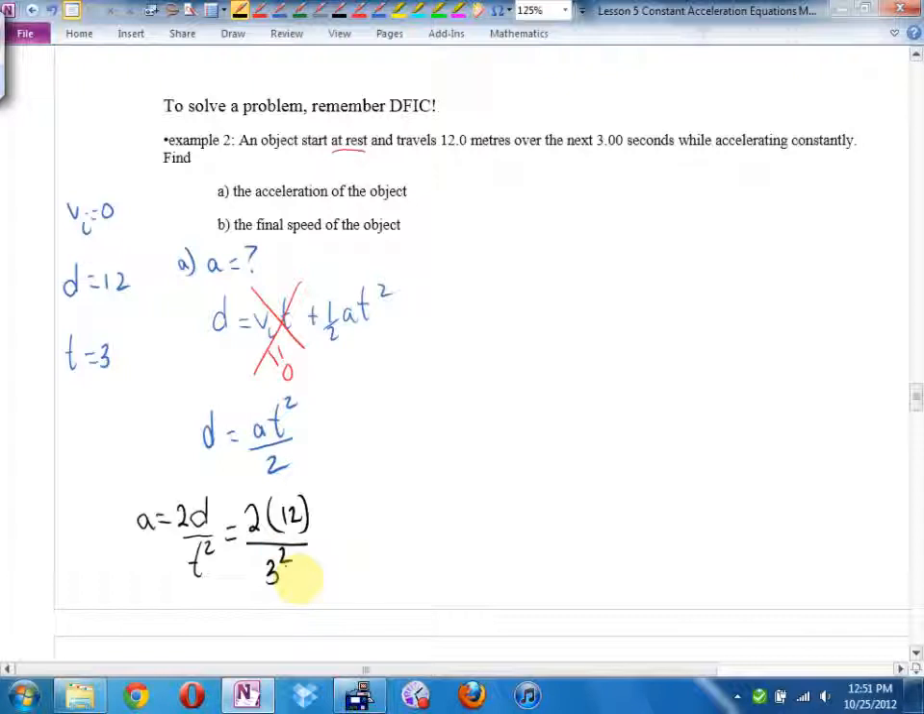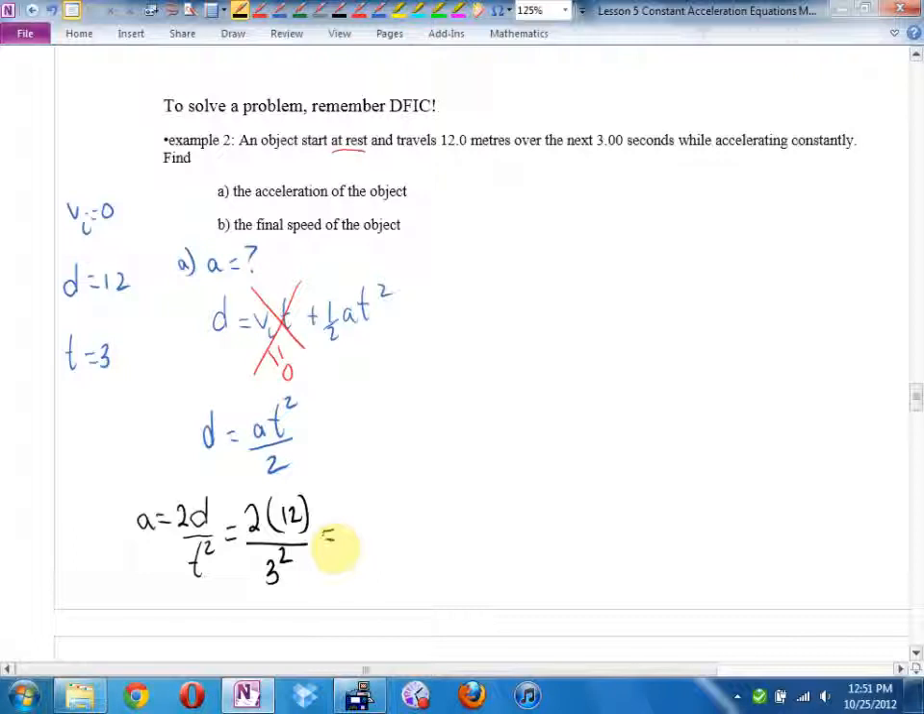It's 2 times 12 divided by 9, if I really... Good. What is it? Go to your calculator. 24 over 9. It's going to be the same as 8 over 3. It's going to be 2.66666666. Yeah? How many sig figs am I going to go to here?